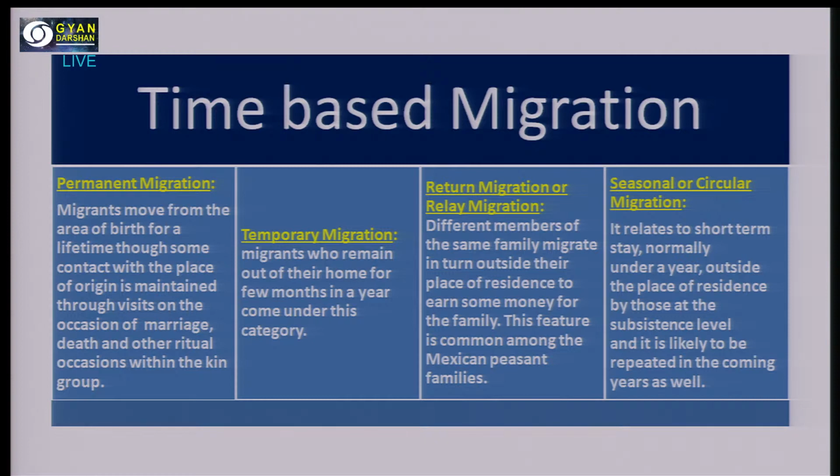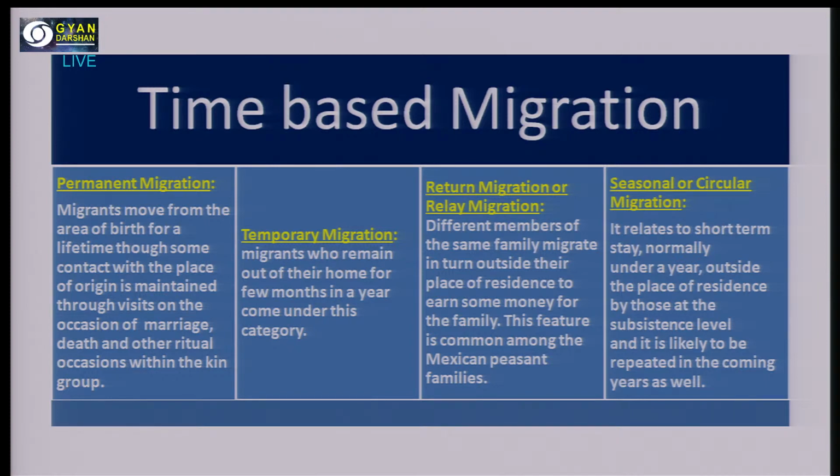Now, that is the pattern of migration that we looked at. And now let us look at time-based migration. So what is time-based migration? Depending on the time, there are different kinds of migration. We have permanent migration. Permanent migration is when a person or a community or a group or a family moves from one place, that is the place of birth, for a lifetime to another place.